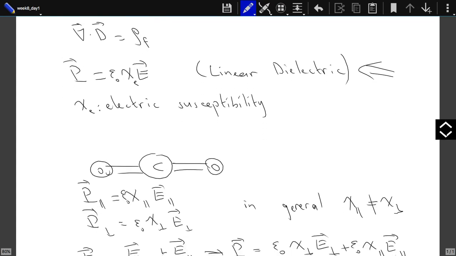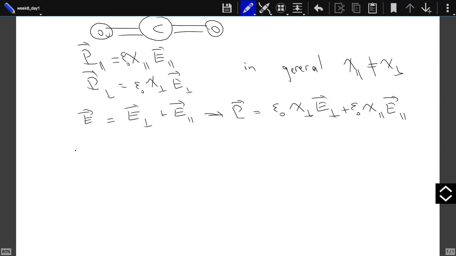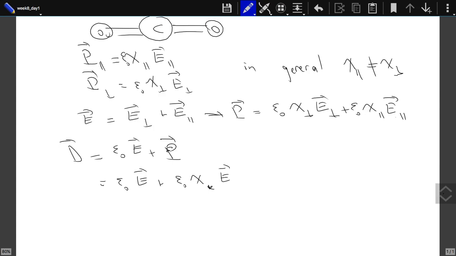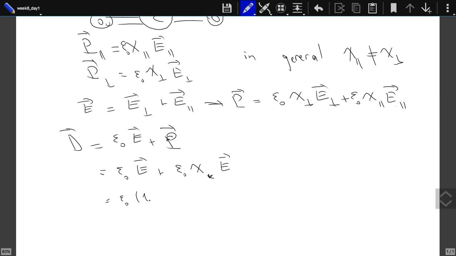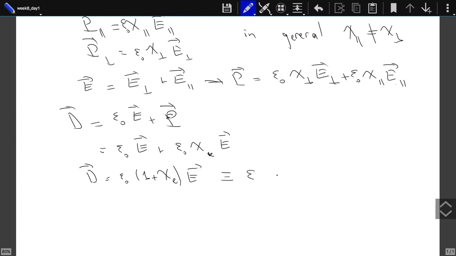Now let's come to the displacement field. We know the polarization. This was epsilon 0 times the electric field plus the polarization. This is equal to epsilon 0 times the electric field plus, now we have the polarization is epsilon 0 times the susceptibility times the electric field, which is equal to epsilon 0, 1 plus the electric susceptibility, times the electric field. So this is our displacement field.